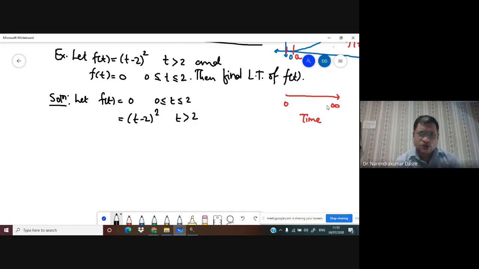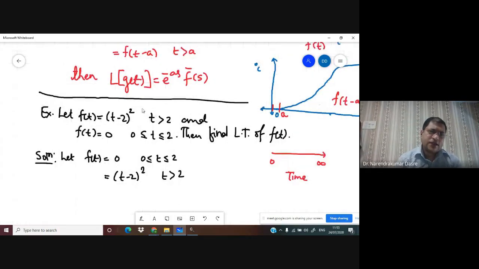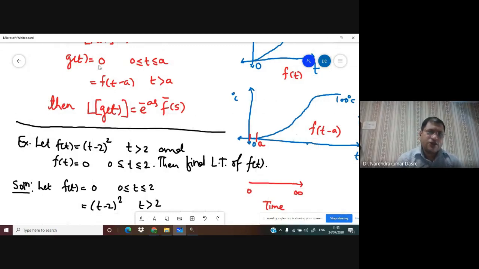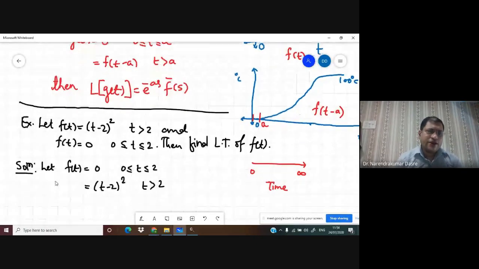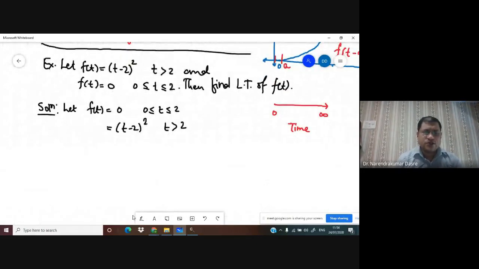It starts with 0 and goes toward infinity. So this is the function that we have. Now you can see this is exactly the delay generating system. You have 0 from 0 to a, here 0 from 0 to 2, and you have t minus a. So don't think about the given definition or function. Just see the variable. Here the variable is t minus a when t is greater than a, and here it is t minus 2 when t is greater than 2. So this is the second shifting property.